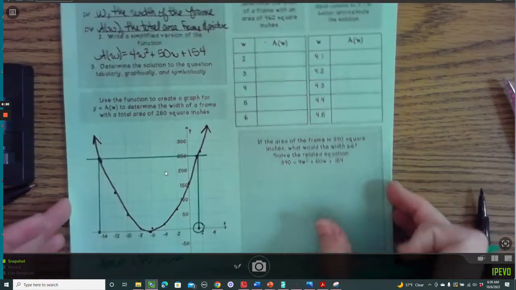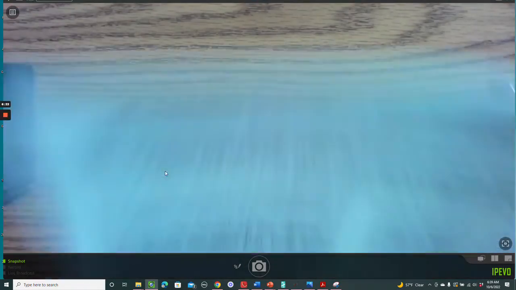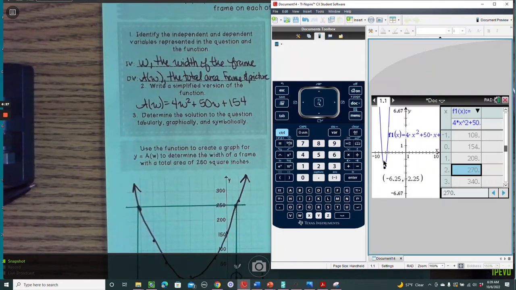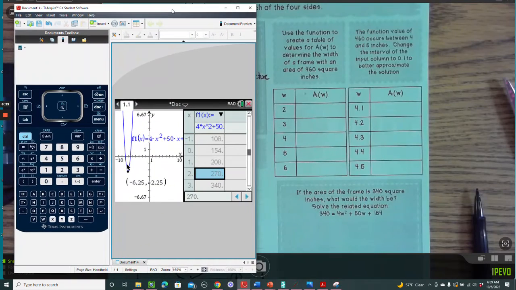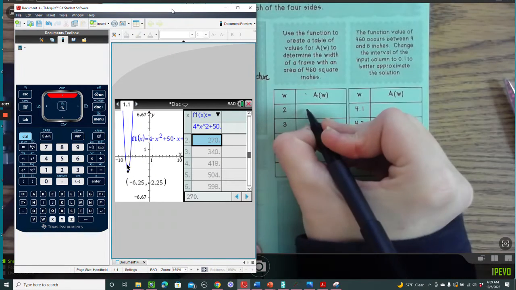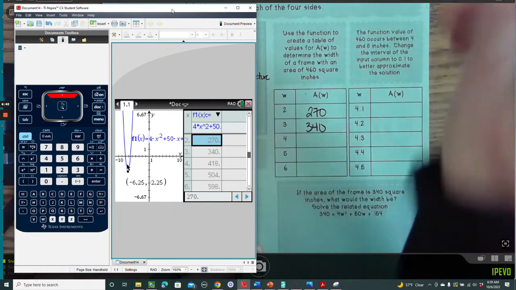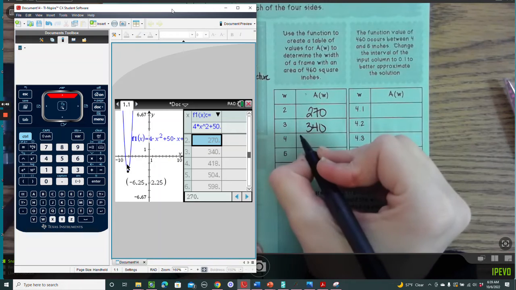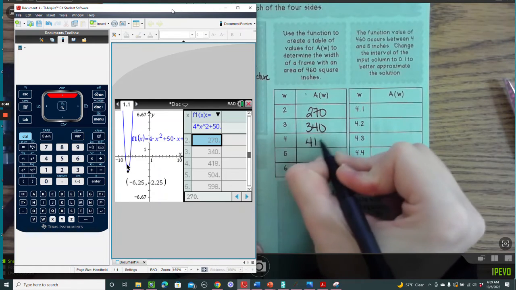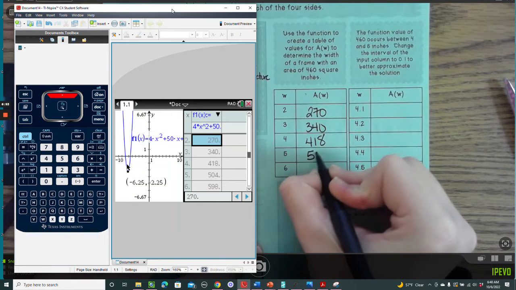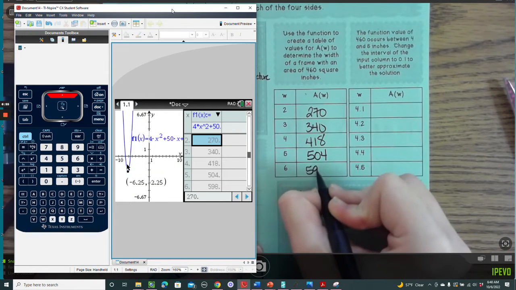All right, so with the table, we can still use what we typed into our calculator, and I can fill out this table. When w is 2, there it is, A of w is 270. When w is 3, A of w is 340. When w is 4, A of w is 418. When w is 5, we get 504, and 6, 598.